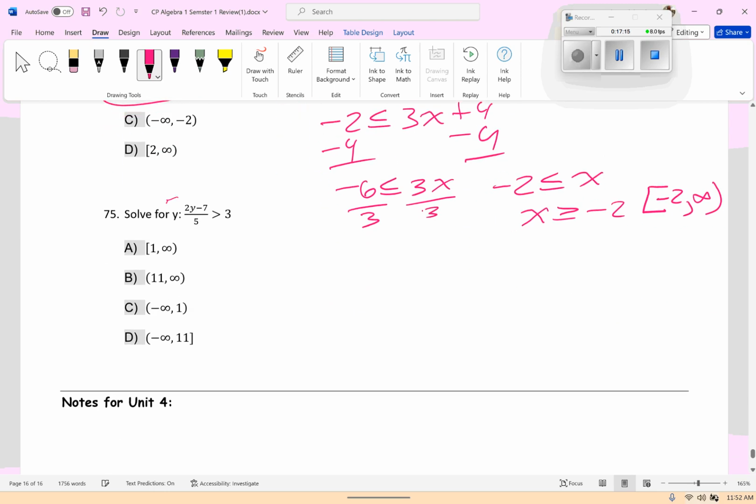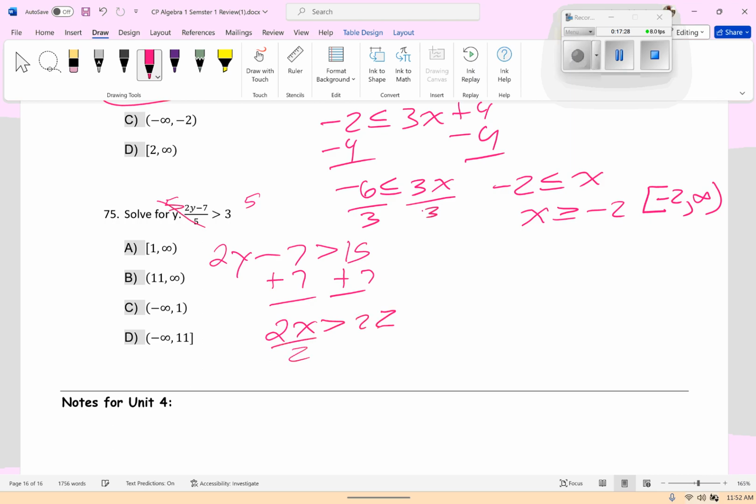Last problem. Multiply both sides by 5. Those 5's cancel out, so I get 2x minus 7 is greater than 15. Add 7 to both sides. So 2x is greater than 22. Divide each side by 2. So x is greater than, just greater than 11, because 22 over 2 is 11. All right, so this is going to go from soft bracket, because I don't have an equal sign, to infinity. So it has to be letter B.